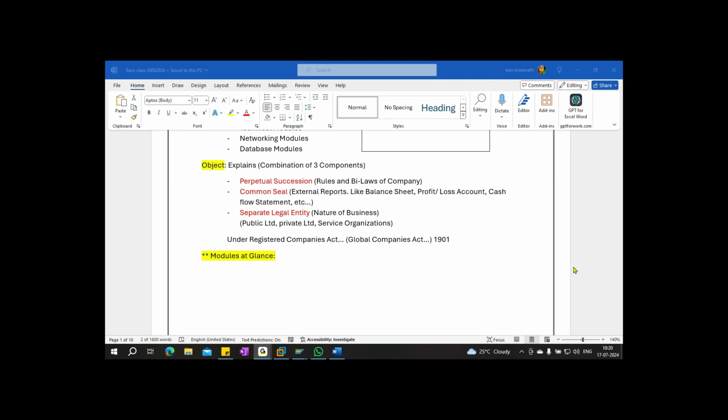Registered or Global Companies Act. So no sir, my teacher says Indian Companies Act. At the time of my degree, my teacher said Indian Companies Act. But you are saying Registered Companies Act or Global Companies Act. What's the difference between the Indian Companies Act and the Global Companies Act?